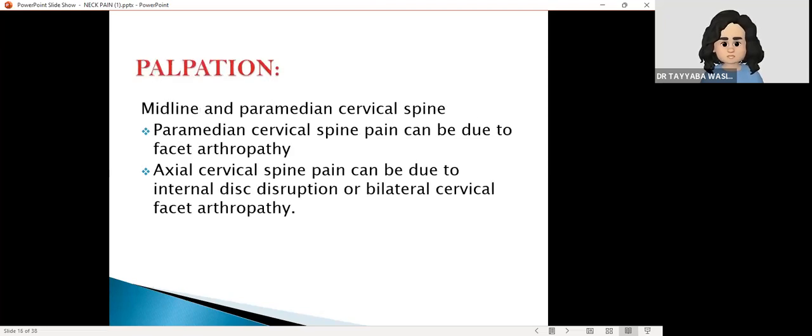Then comes the palpation. In case of palpation, we have to do the midline palpation and the paramedian palpation. When we are doing a paramedian palpation and there is tenderness, we can suspect that the patient may have facet arthropathy, that is further confirmed by the investigations. If the patient is having axial spine tenderness, it can be because of internal disruption, or it can be because of bilateral cervical facet arthropathy.